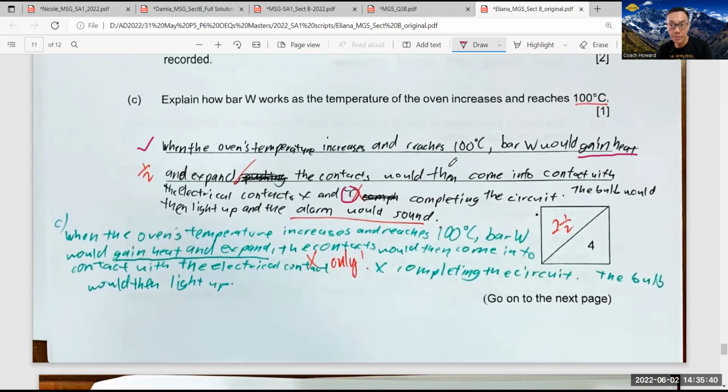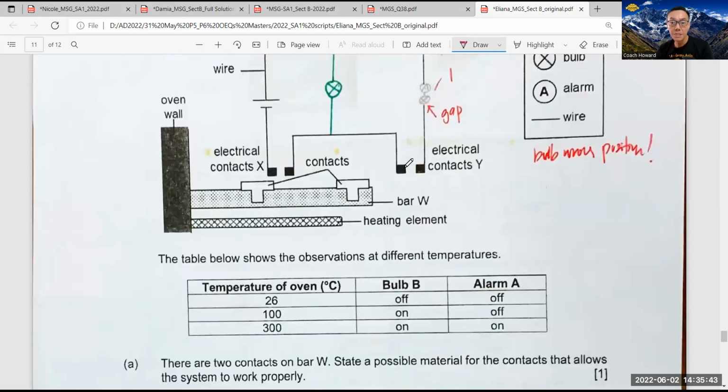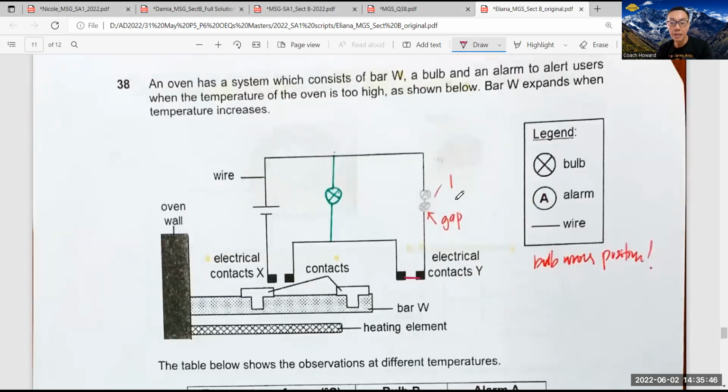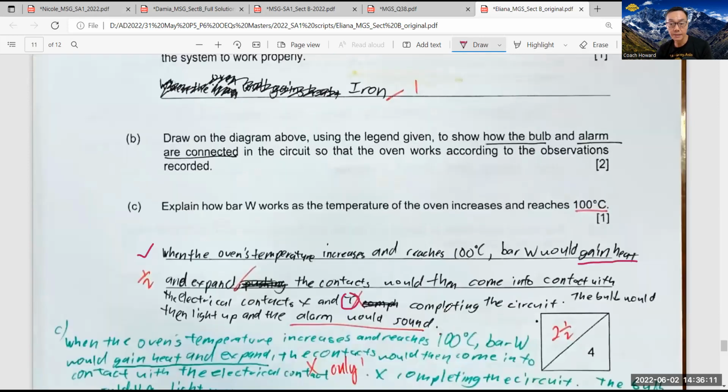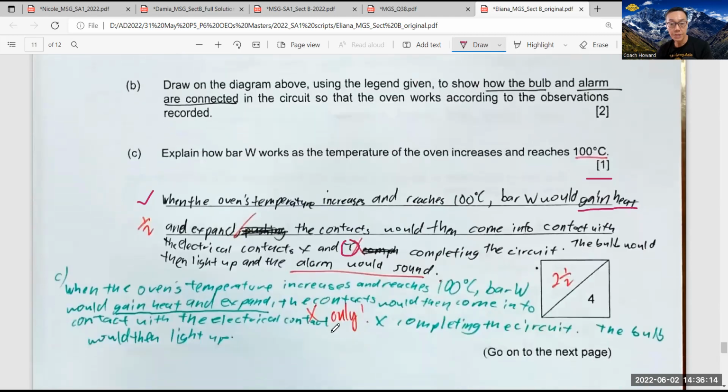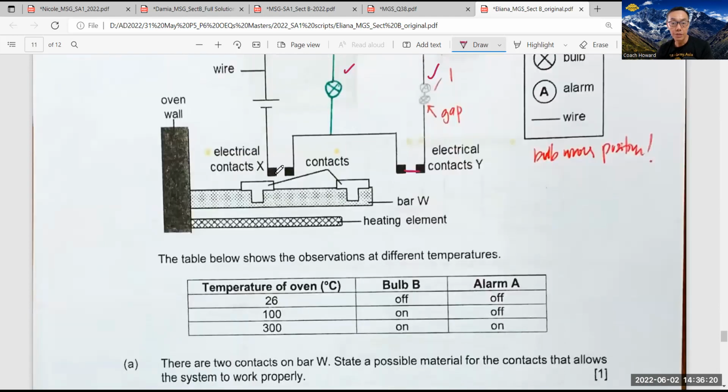Okay, because if she mentioned Y, it means that this part will cause the alarm to turn on, because she put the A here, the alarm here. And initially she put the bulb here. So she put the bulb and alarm together in her initial answer. But the correct answer, as you see, this is the correction. The bulb should be here. So therefore, she's only awarded half a mark out of 1, because the question actually tests the student's understanding that we only want this contact to close.